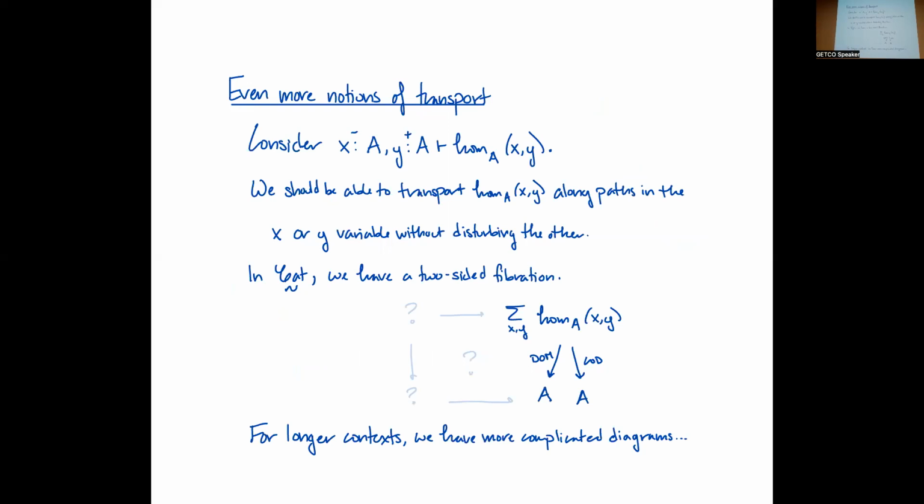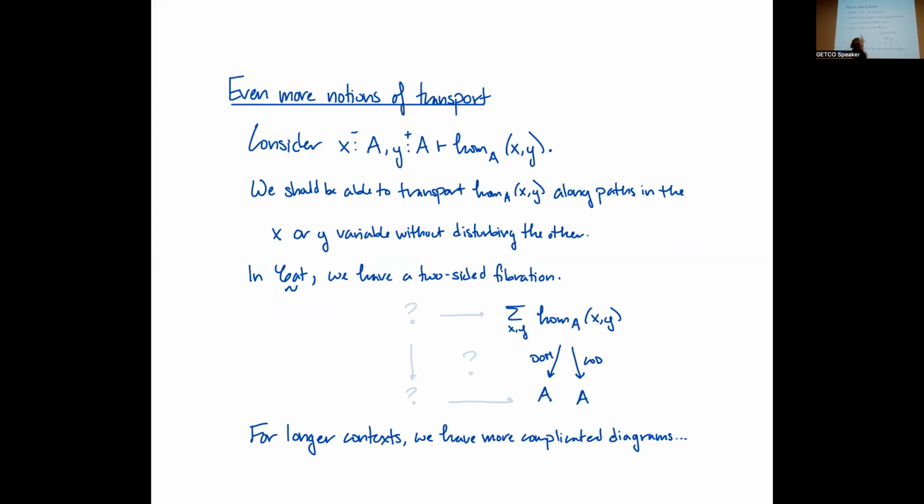Okay, but unfortunately, there are even more notions of transport. For instance, maybe our favorite dependent type, the one that we really have to understand to get the whole thing going, is hom-AXY. That's dependent contravariantly on X and covariantly on Y. And now I'm going to brush over this, since it is kind of technical, but we want to be able to transport hom-XY along paths in X, backwards, or forwards along Y, without disturbing the other variable, Y or X. And at least semantically, that's not very difficult, but we have to be careful about that.